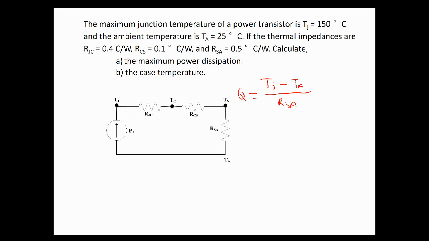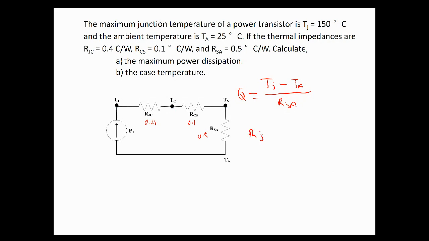It asks you to find your maximum power here. You know the ambient temperature, you know the junction temperature, you just now need to find the thermal resistance between the junction and the ambient. And of course, how you find it, you just add them up. They tell you RJC is 0.4, RCS is 0.1, and RSA is 0.5. So you can get the total, just add them up.